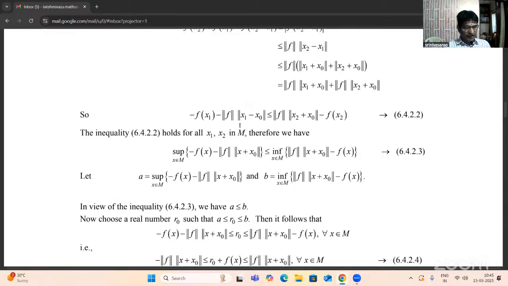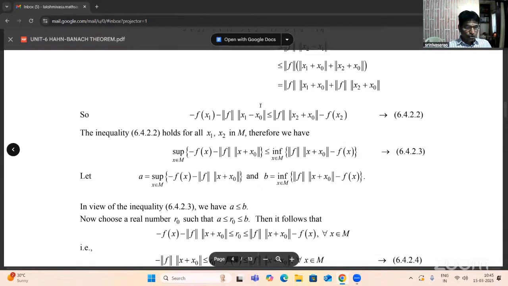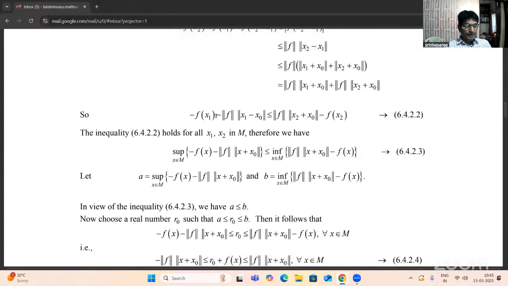So that value can also be written as the negative of this part. That's why there is a minus infimum of norm f, because the minus is common here. So it is the infimum of norm f, norm x minus x0, minus f of x.